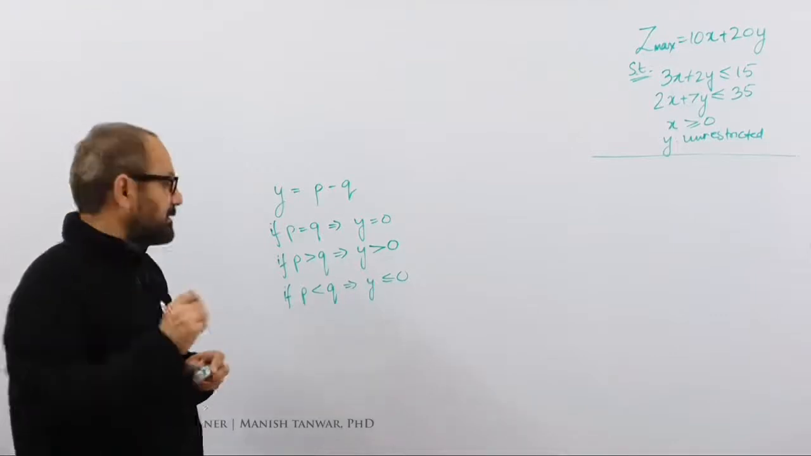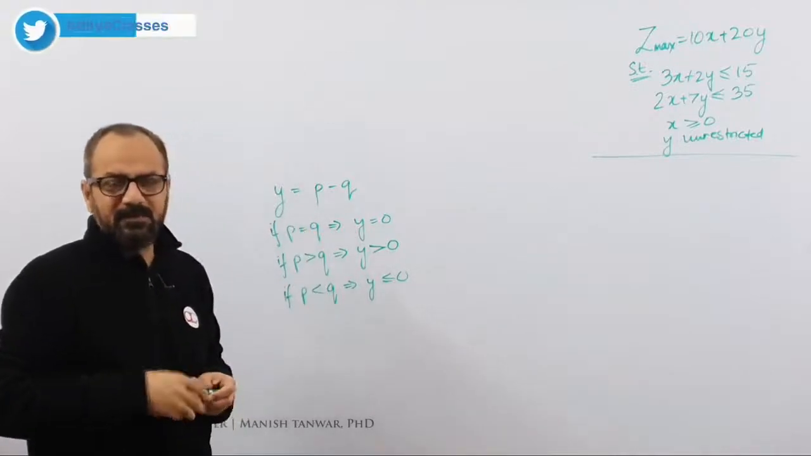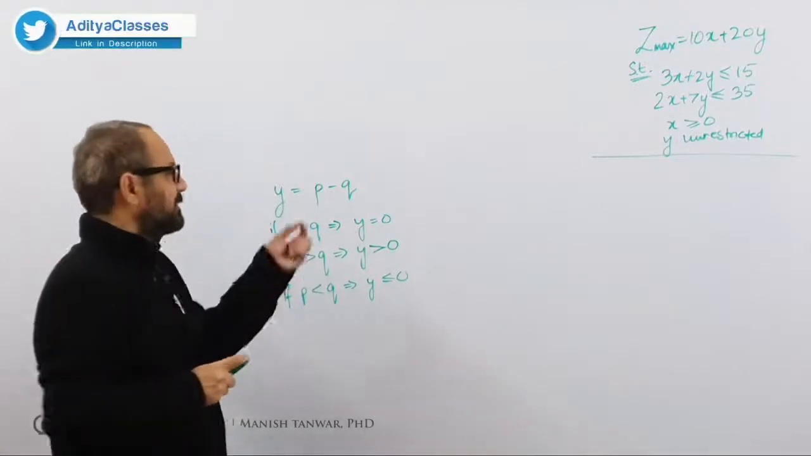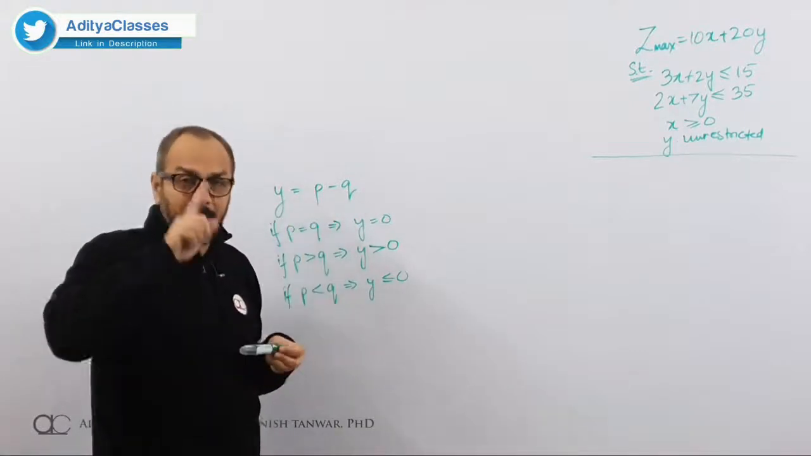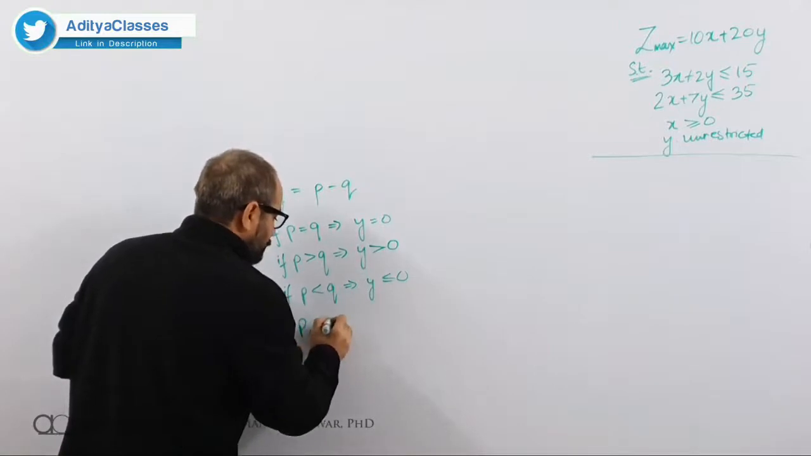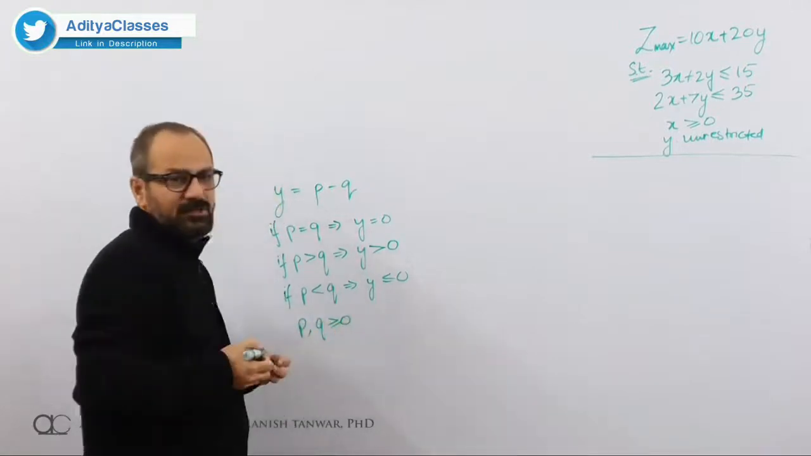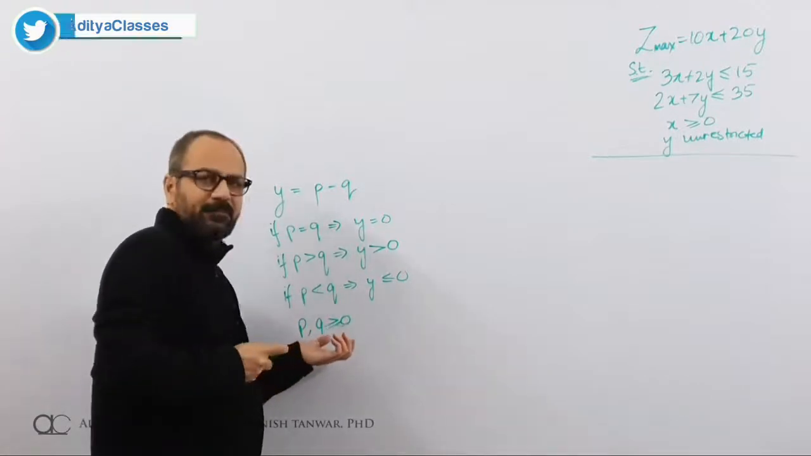So what I have done is, I have equated y to some two new variables, some relation of p and q. What is that relation? That relation is p minus q. Y is equal to p minus q. But now what I have done is, I have restricted p and q to be greater than 0. So p and q will in either case be greater than 0.